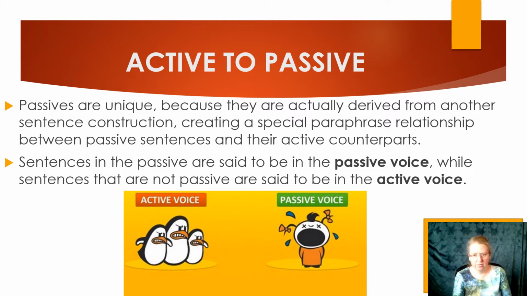So in this funny little picture here, in the active voice, it would be the penguins are screaming at the child. Okay. And in the passive voice, it might be the child is being screamed at by the penguins. Okay. Or the penguins are making the child cry. Or the child is crying. The child was made to cry by the penguins would be passive. Okay. So you see the difference.